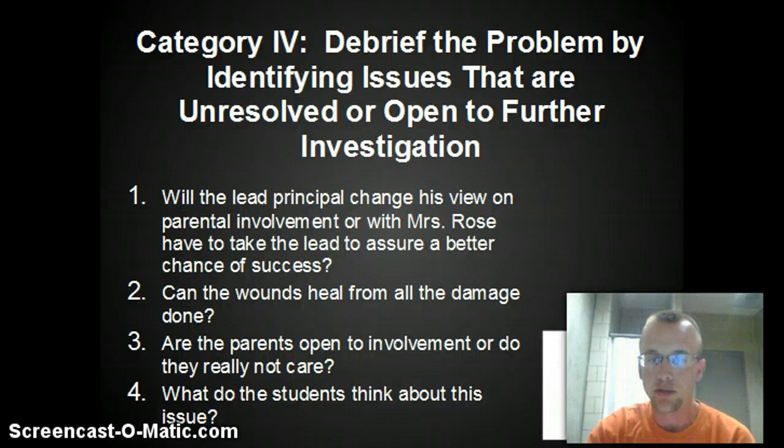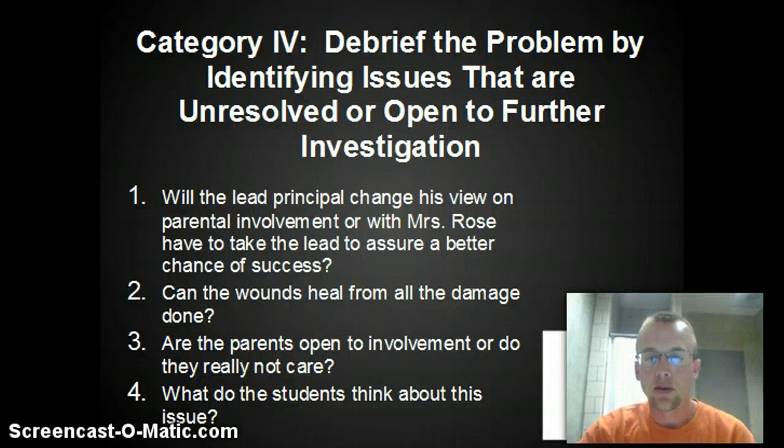And the second thing is, can the wounds heal from all the damage that's been done? And the lead principal thinks that no damage is done. He thinks there's nothing wrong. You can't really assume either way if there has been damage, but most likely the parents are just feeling like they're getting neglected in this situation. They're not making a big deal of it. They're just choosing not to say anything about it. But something needs to be done so that they are getting involved.